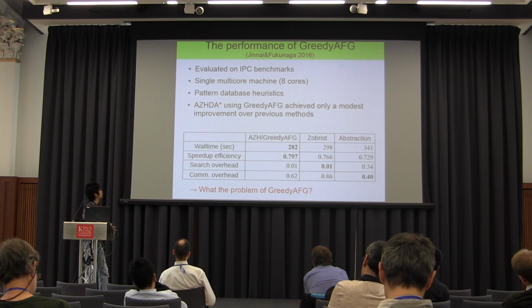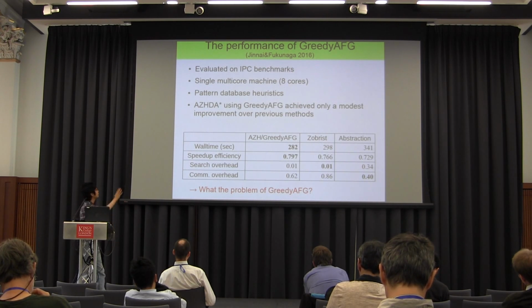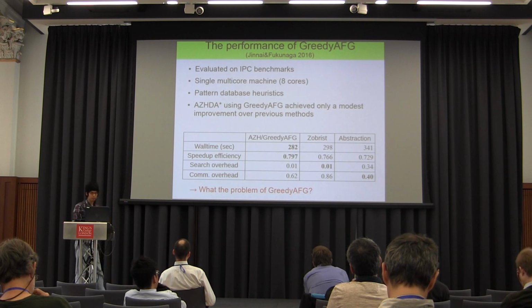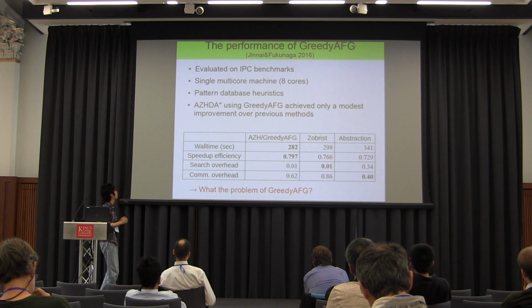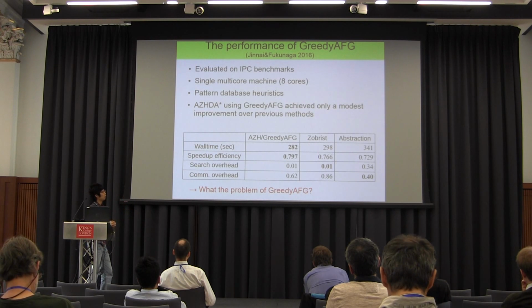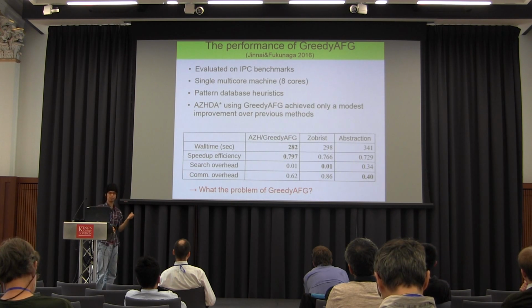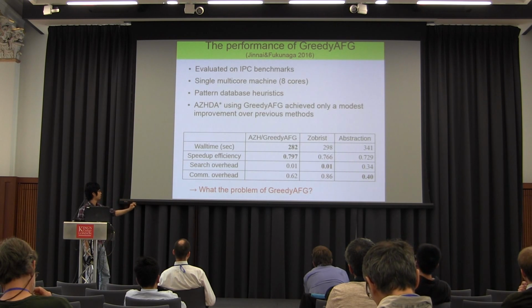So in the previous work, we evaluated abstract Zobrist hashing using greedy AFG on IPC benchmarks and multiple machines. But unfortunately, AZH using greedy AFG achieved only a modest improvement over the previous method. In fact, it only achieves a fraction of a second.